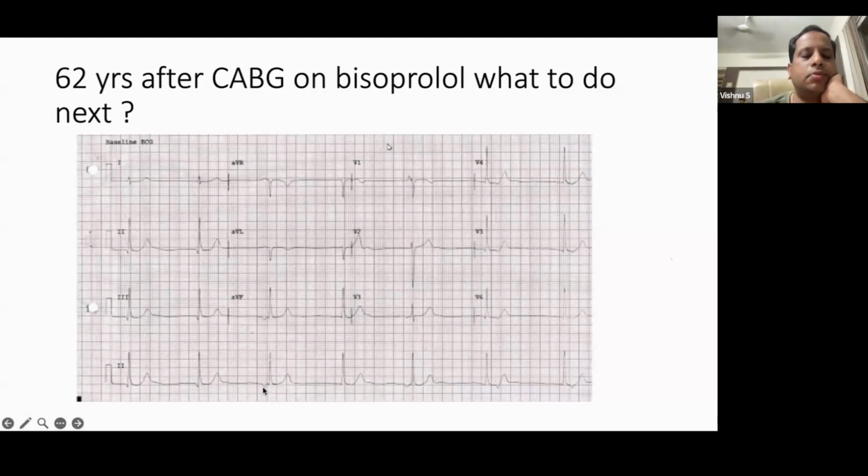So this P wave is not coming from the junction, not conducted down. That P is fired, but the junctional rhythm is faster, so it took over and overdrove it. It comes faster than the SA node, so the SA node is not firing. But in this patient we have to see what happened.